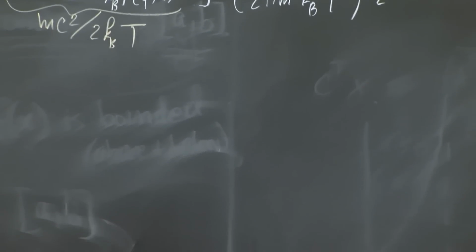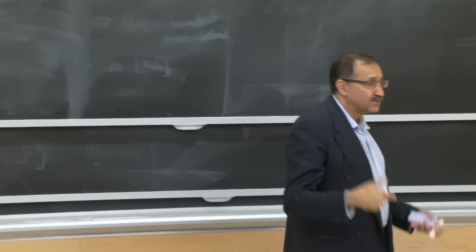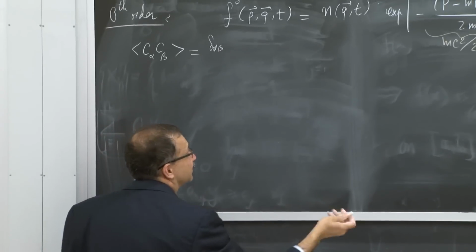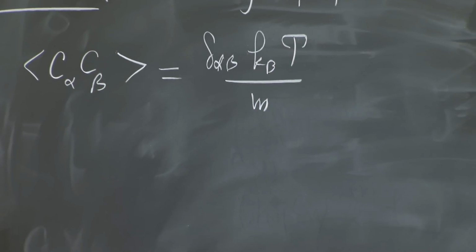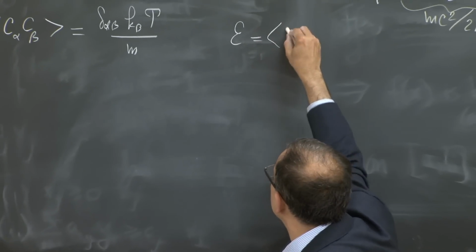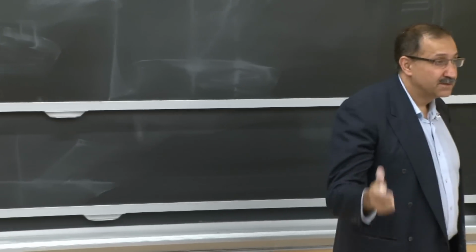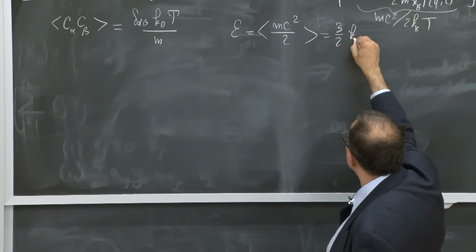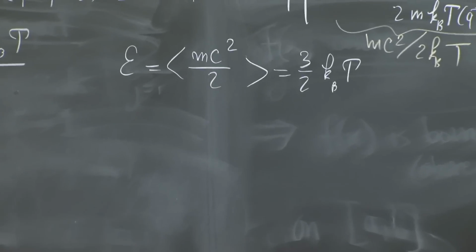And from the Gaussian weight, you can immediately see that the average of C alpha C beta is in fact diagonal. It's Cx squared, Cy squared. So the answer is going to be delta alpha beta. And for each particular component, I will get kT over m. Okay? So this quantity that I was calling epsilon, which was the average of mc squared over 2, is essentially obtained by multiplying this by m over 2 and summing over delta alpha alpha, which gives me a factor of 3. So this is going to give me 3/2 kT. So really, my energy density is none other than the local 3/2 kT.